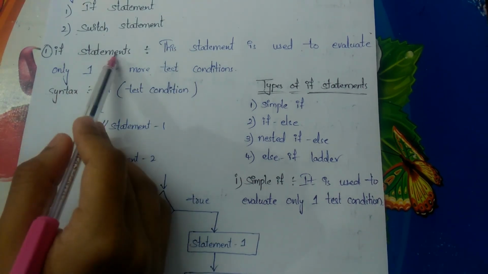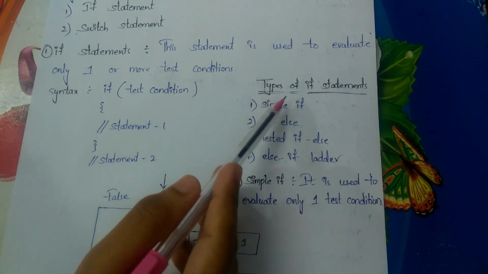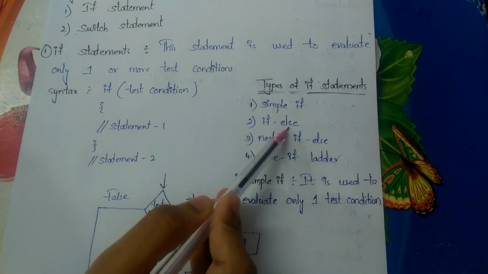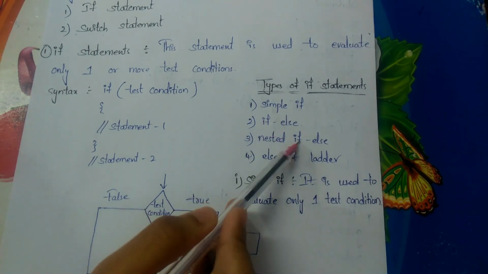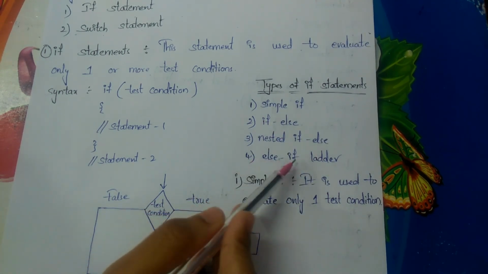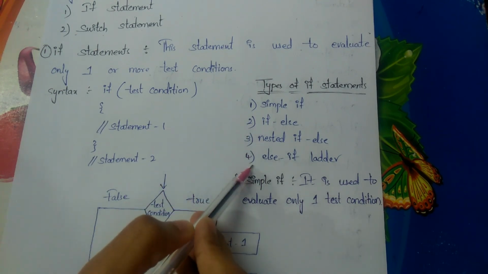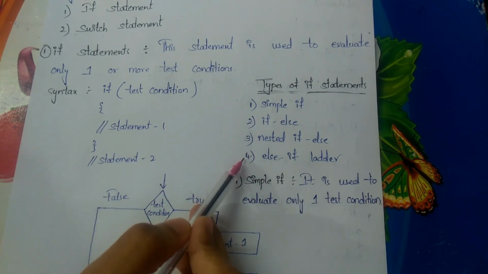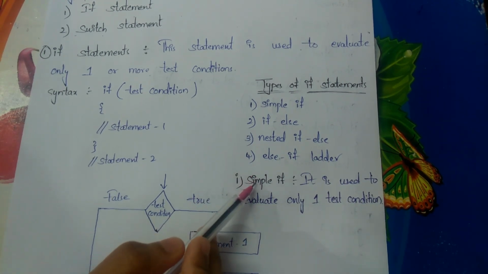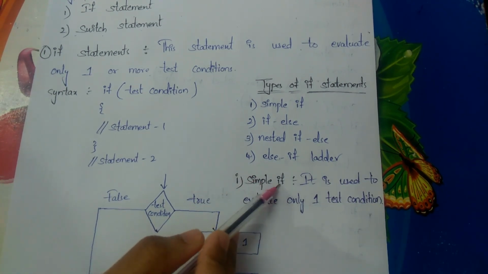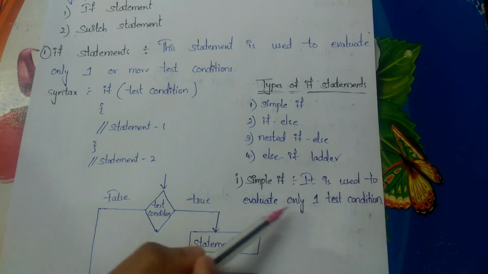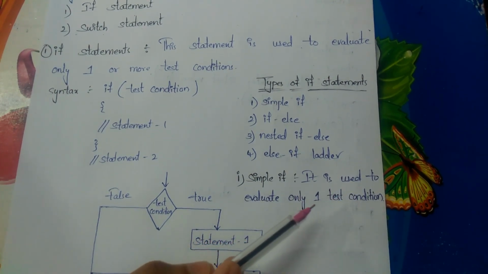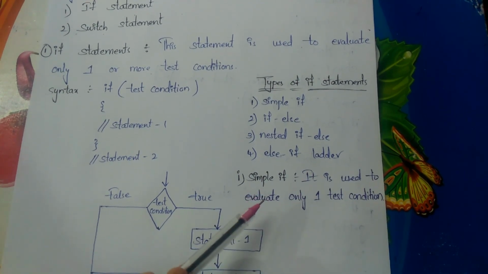In the if statements we have four types. The first one is simple if, the second is if else, the third is nested if else, and the fourth is else if ladder. These are the four types of if statements. We shall discuss all of these four types one by one. First, we shall discuss the simple if. Simple if is used to evaluate only one test condition.